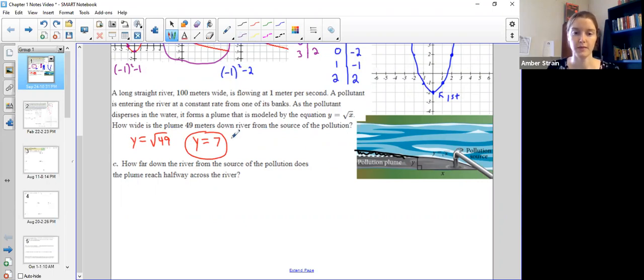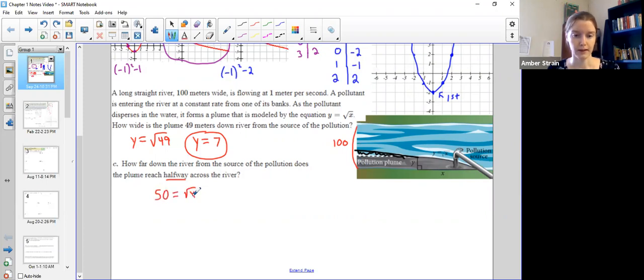Now this one is sneaky because it instead gives us the distance across, but it gives us the distance across in a sneaky way. It says, how far down the river would it reach halfway across? Well, now I need to know about the river. Up here in the story, it told me the river was 100 meters wide total. So that means halfway across would be a 50. Now 50 is the across, not the downriver. That means 50 is the value of y.